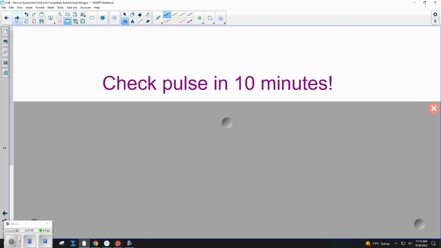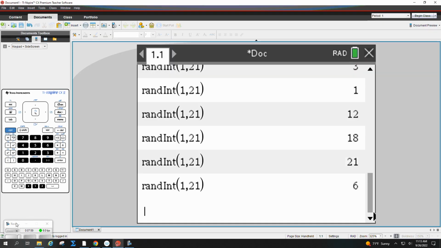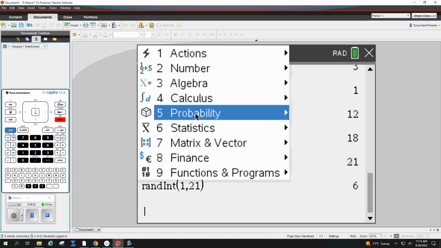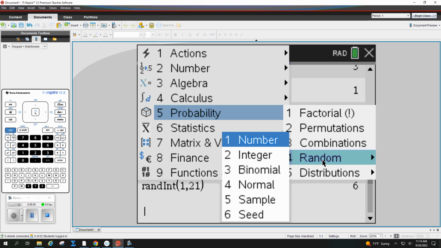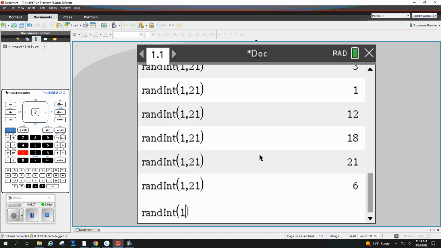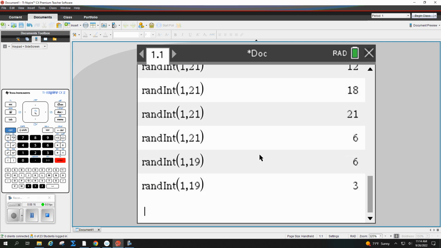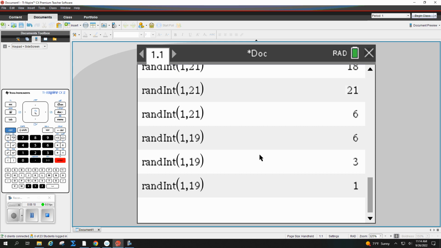Okay, let's do it. So, calculator. You don't have to do this on your calculator too, you guys. I'm the one, I'll just do it. So probability, random, integer, 1 through 19, all right? We're going to pick 10 numbers to come up here and get treatment A. 6, you're a winner. Come on down. 3, 1, 14. Oh, there's a 1 again.